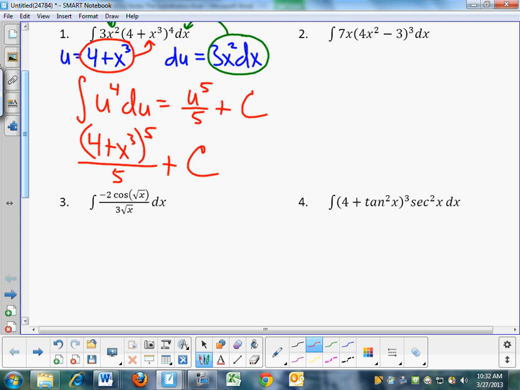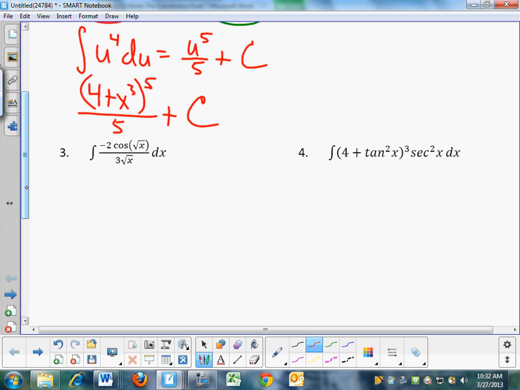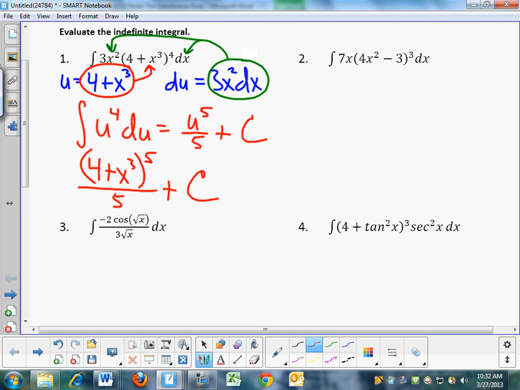If I take the derivative of this, I have to use what rule? The chain rule. What's the derivative of the inside? 3x squared. Do you see that up here? Oh, yeah. And then what I'll do is I'll take the derivative of the outside. I'll put the 5 in front, and that will cancel out with the 5, and it will reduce the 5 to 4. You see, it's reduced to 4, and I have the 4 plus x to the third. So if you ever want to check your answer, just go ahead and take the derivative, and there it is.